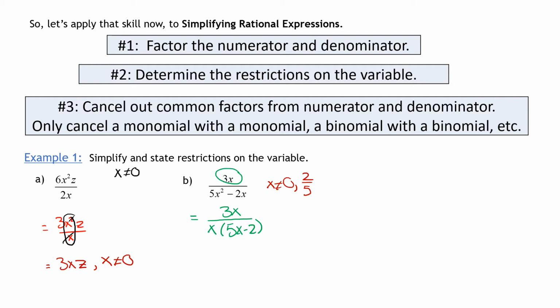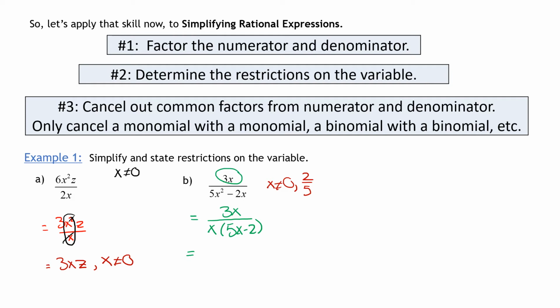We did step 2. Now we're at step 3. And step 3 is cancel out common factors from numerator and denominator. And this bottom line in step 3 is really important. You can only cancel a monomial with a monomial or a binomial with a binomial. So I can't take this x out of this 3x and cancel it with this x right here, because this is a monomial, but this is a binomial. So I can't do that. But I have a monomial right here, this x, which means I can cancel between these two. Remember, just like we did over here, monomials. So I can cancel this x with this x.